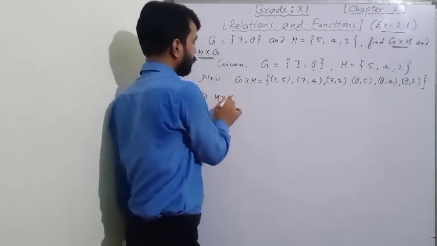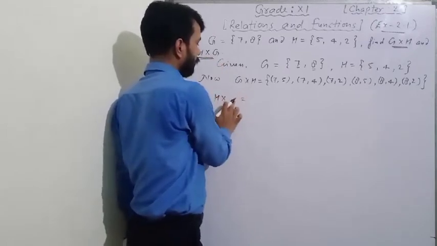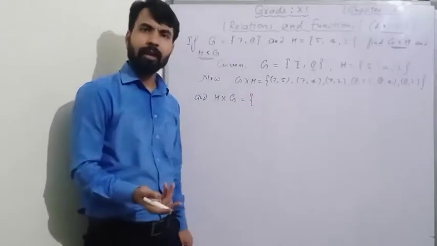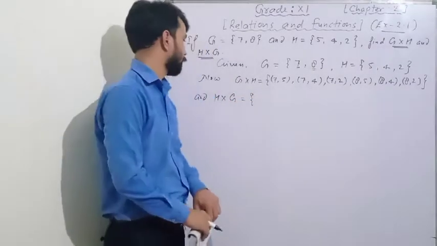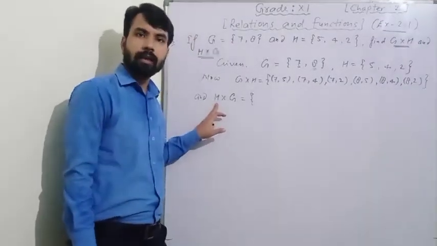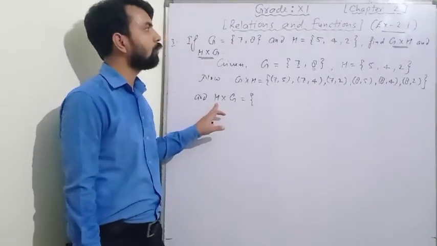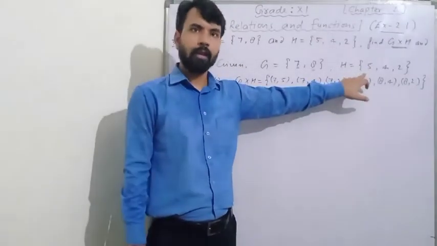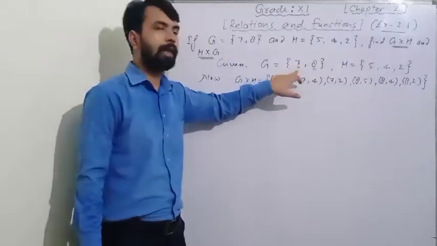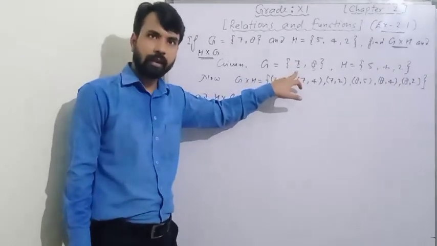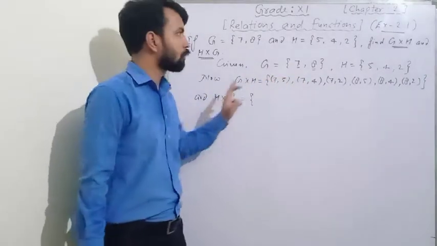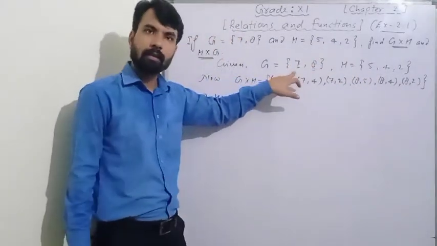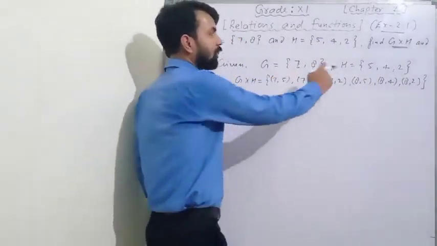So H cross G. The number of elements will remain the same, 6. But here the H set is first. So we will have to take the elements of H first. Clear? We will make pairs of the elements of H with the elements of G. Are you getting this point? Because H is the first set. So we will take the elements of H first and the elements of G second.